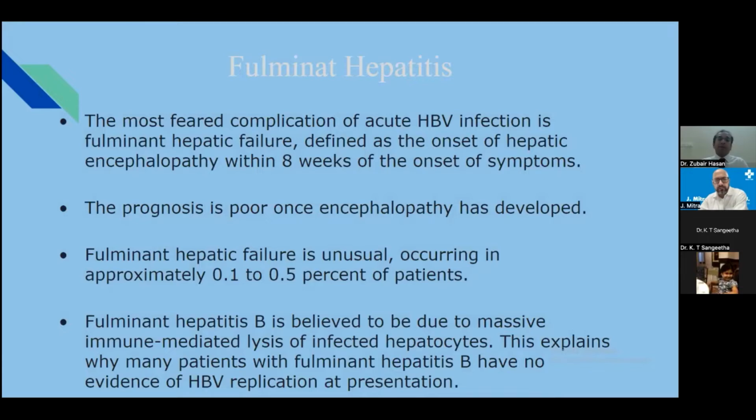Coming to fulminant hepatitis, the most feared complication of acute HBV is fulminant hepatitis, very drastic hepatitis. It is with hepatic encephalopathy within 8 weeks of the onset of symptoms, and the prognosis is poor once encephalopathy has developed. I am just telling you broadly. The next speaker may give much more detail about the practical aspects in this panel discussion, along with her practical experience as well. Fulminant hepatitis is unusual, occurring in approximately 0.1 to 0.5% of patients, and is believed to be due to immune-mediated lysis of the infected hepatocytes.